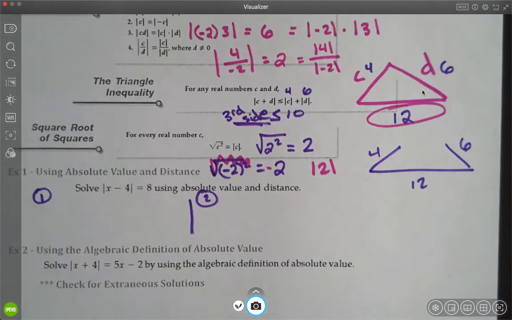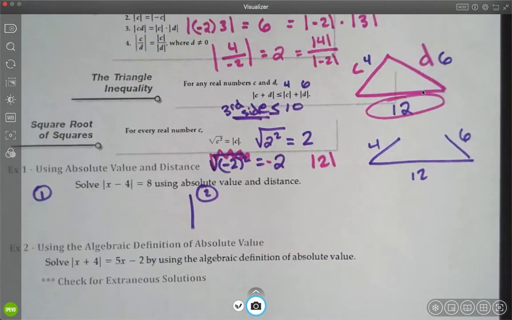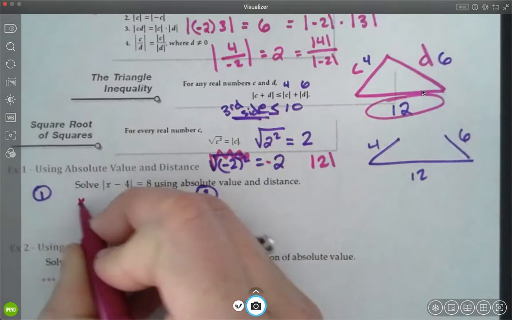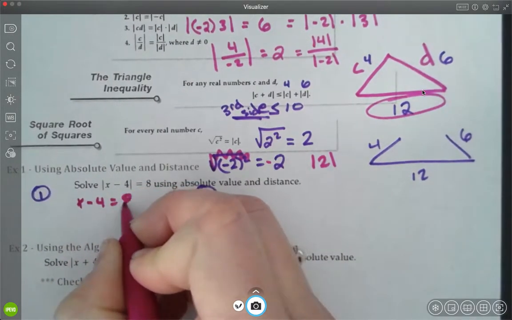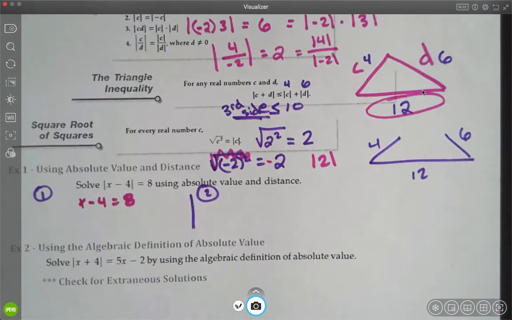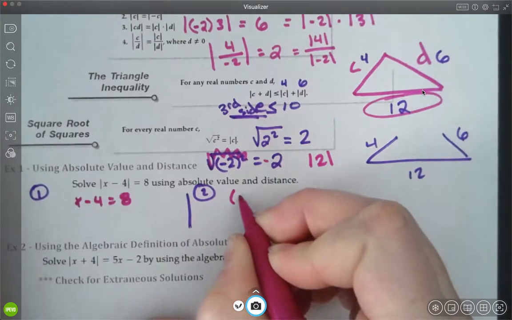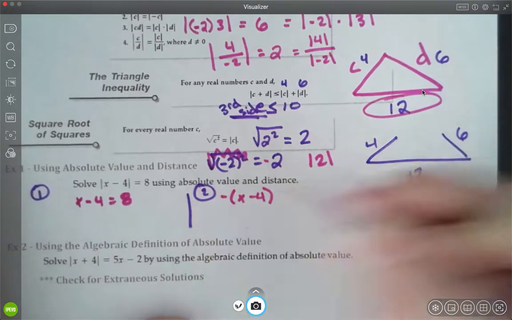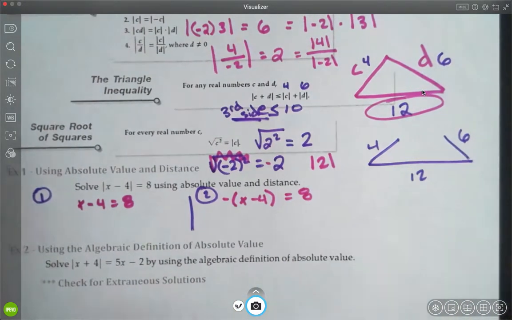So the first one says the absolute value of x minus 4 is equal to 8. So, x minus 4 equals 8. That's my first case. Okay, now, this guy, x minus 4, could be negative. Let me show you why.